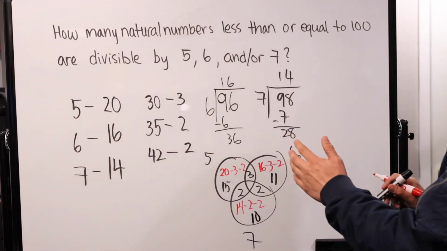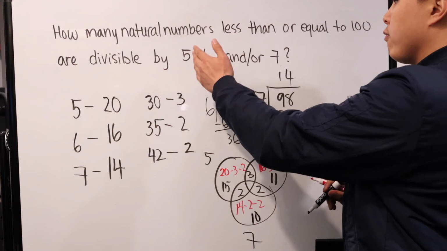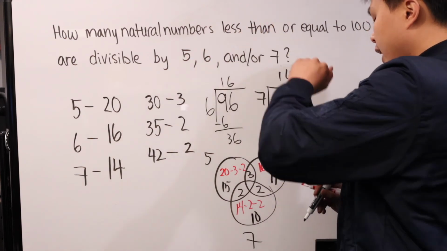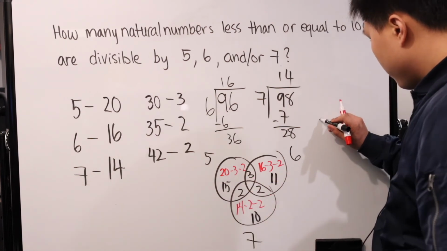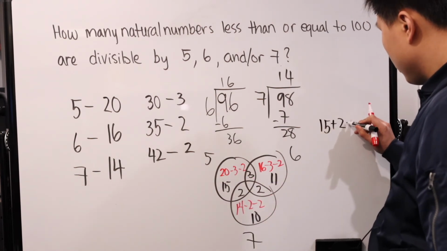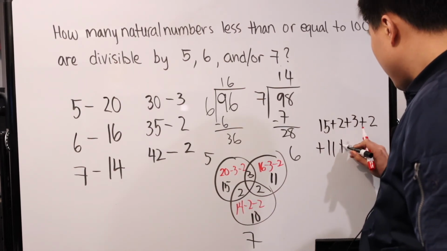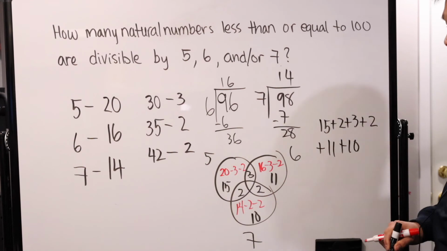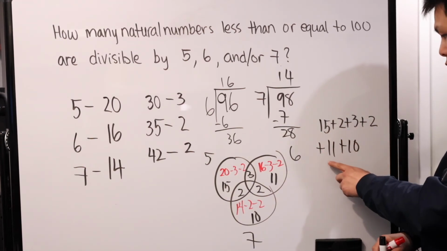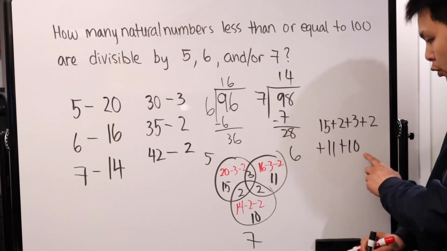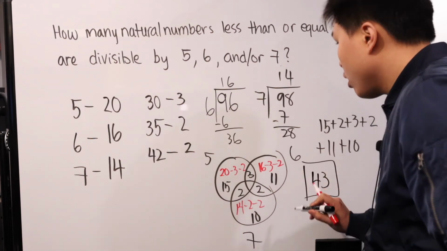So how many numbers total, right, natural numbers, are divisible by 5, 6, or 7? Well, in this case, we look at all the numbers in black, right? We have 15 plus 2 plus 3 plus 2 plus 11 plus 10. Well, let's see. Okay, that's 15 plus this one's 5, that's 20, that's 22, that's 33, that's 43. So 43 numbers are going to be divisible by 5, 6, or 7.